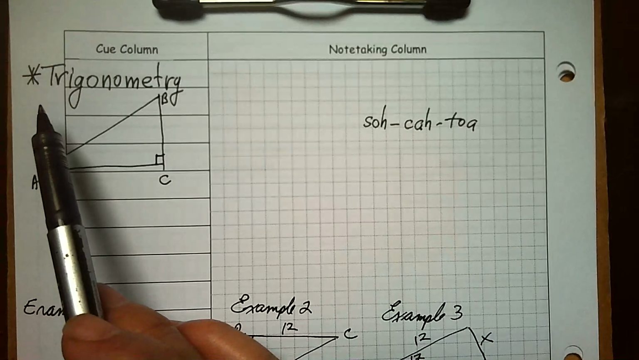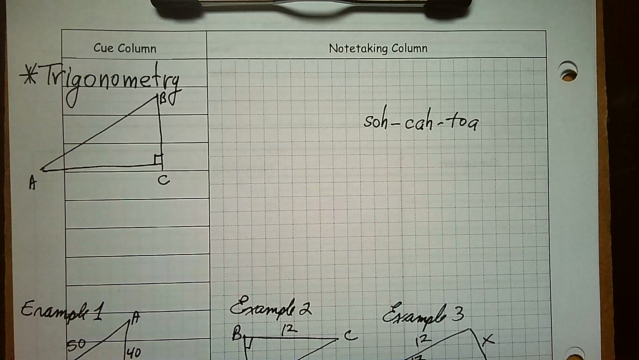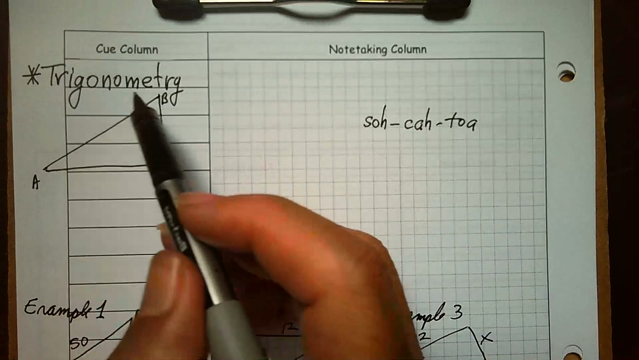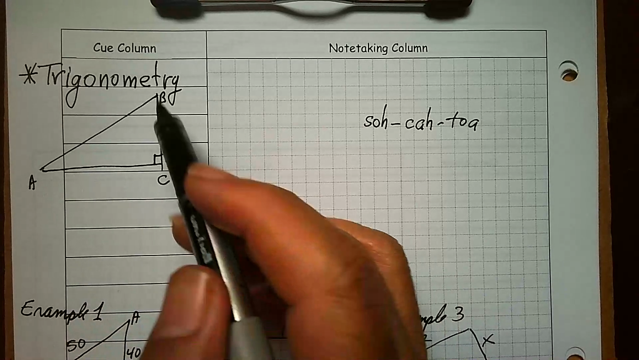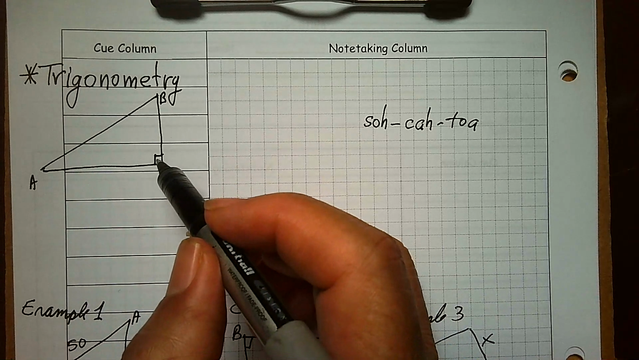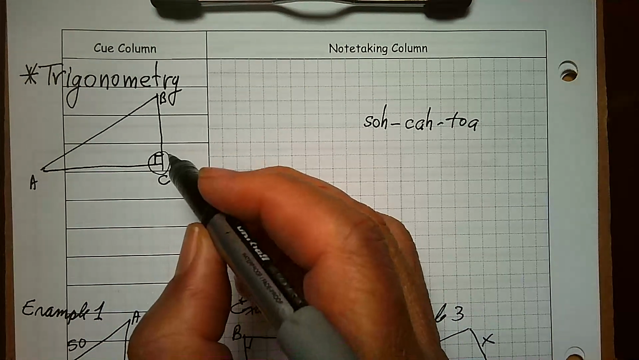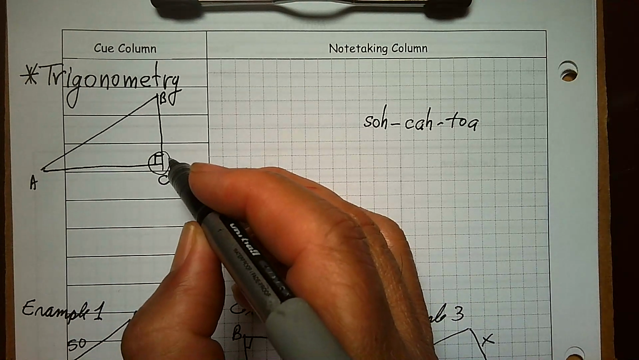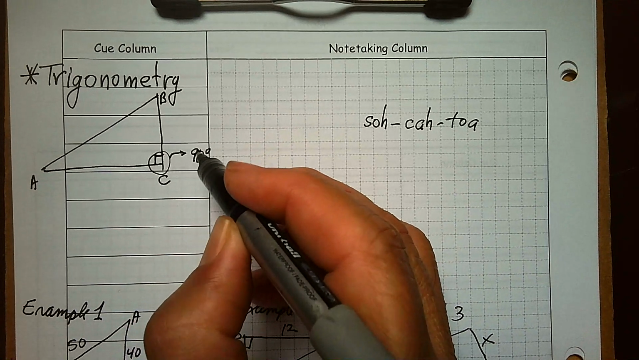Okay, this lesson is about trigonometry. Now, before we begin, let's do the basics, what you should know already. Trigonometry will only work for a right triangle. So this is a right triangle. And the reason I know that's a right triangle is because this mark right here means that it's a right angle, or 90 degrees.